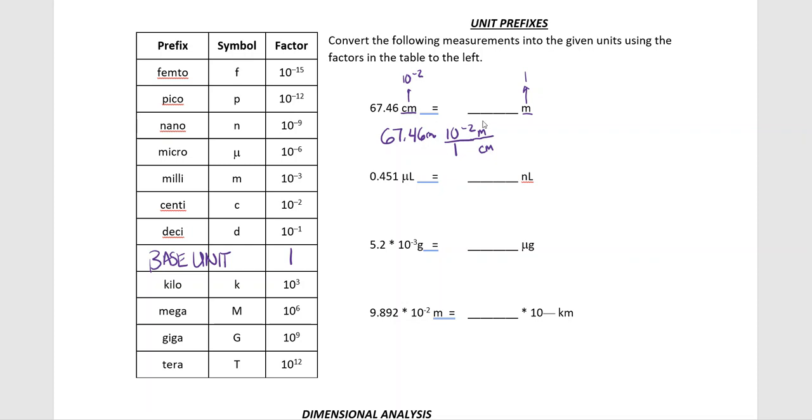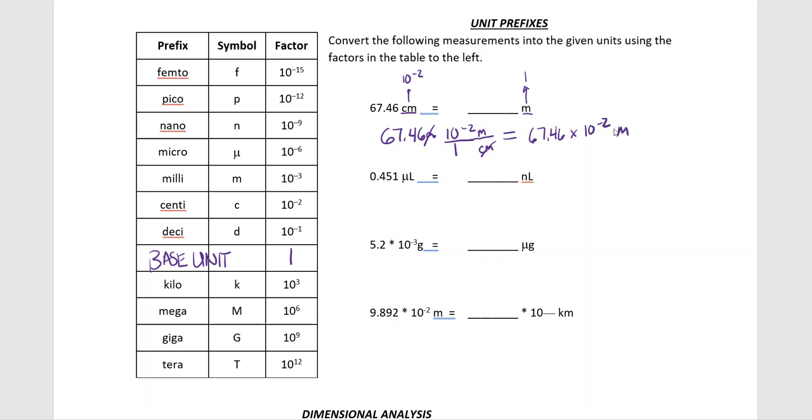The nice thing about this is that I'm setting up the cancellation of centimeters. I'm putting centimeters on the bottom, so I have centimeters on the top, centimeters on the bottom. Because I have the factors set up here, this factor on the left side will always go on the top. This factor on the right side will always go on the bottom. That will automatically set me up to have a nice conversion that will work. Centimeters cancel. I end up with 67.46 times 10 to the negative 2 meters, right?